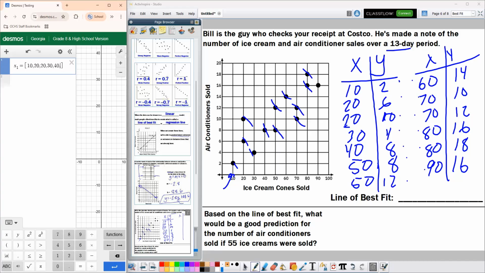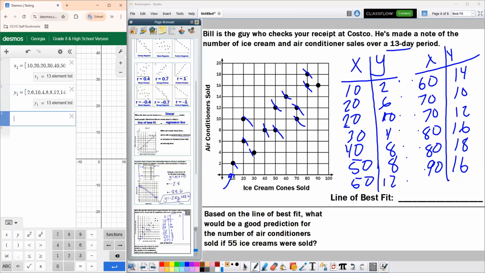30, 40, 50, 50, 60, 70, 70, 80, 80, 90. 13 of them. Next are the Y's. Make sure that you go in order. 2, 6, 10, 4, 8, 8, 12, 14, 10, 12, 16, 18, 16. 13 of them again. Now I got to speak Desmos.